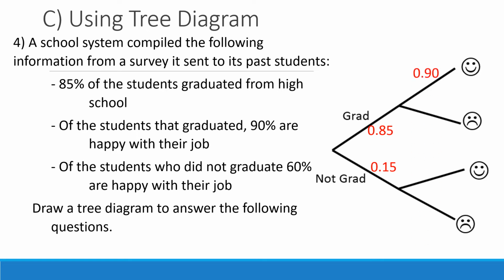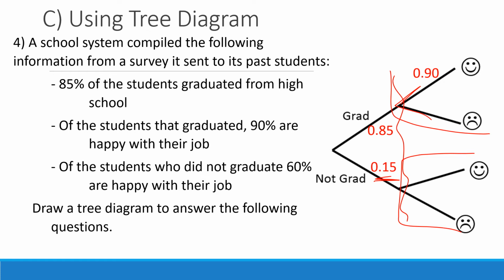So each of these little sections needs to add up to 100. If 85% graduated, 100 minus 85 is 15. That's why we put the 0.15 here for those that didn't graduate. And then this has to add up to 100, and this has to add up to 100.